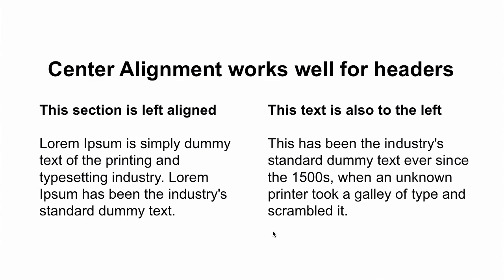So center alignment works really well for headers, but for the body copy, you almost always want to left align it. And these two examples are both left aligned. So imagine there was an invisible line here, and all the text, as you can see, is pushed up against that invisible line. And same with this other chunk of text over here. There's that invisible line that all the text is pushed up against.